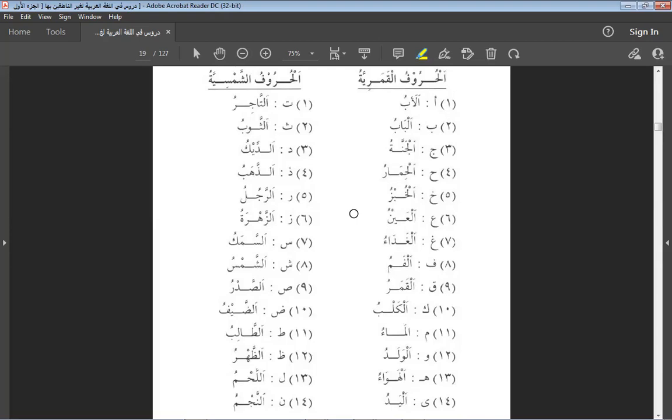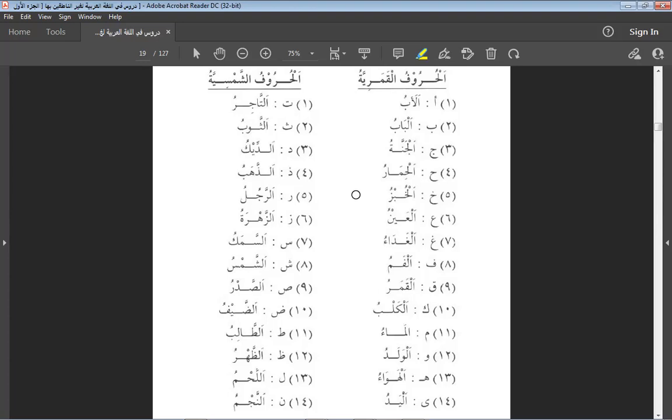Al-huruf al-shamsiya. They are those huruf that, when alif al-lam precedes them and they are tied to it, are pronounced with a shadda. And when pronounced with a shadda, the lam vanishes. So from the alif, we jump to the letter. We have ta as the first one. We say at-tajiru, the trader. At-thawbu, the dress. Some call it tobe. Even in English, I think they call it tobe.